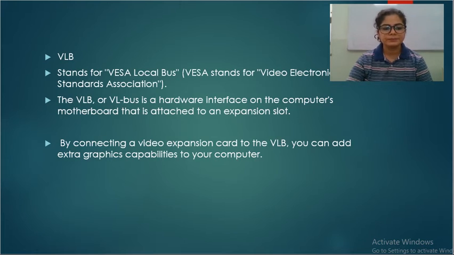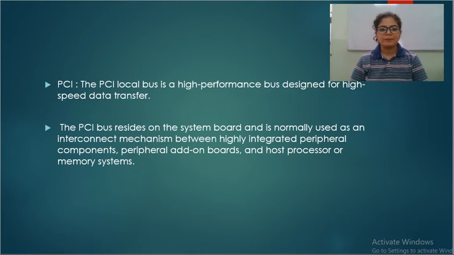Next is PCI. PCI is a local bus. This is a high performance bus used for high speed data transfer. The PCI bus resides on the system board, and it is normally used as an interconnect mechanism between highly integrated peripheral components, peripheral add-on boards, and the host processors or memory systems.